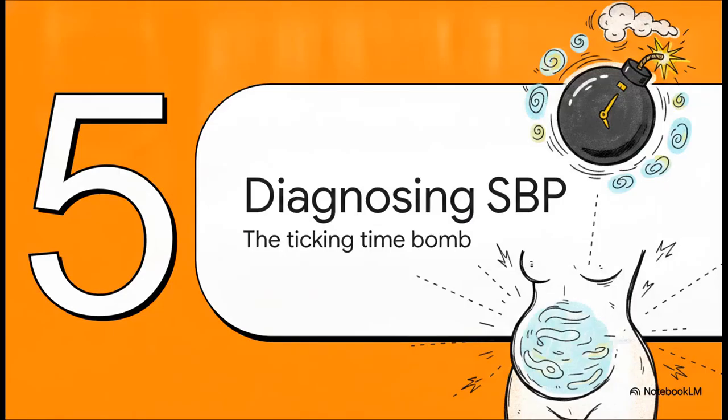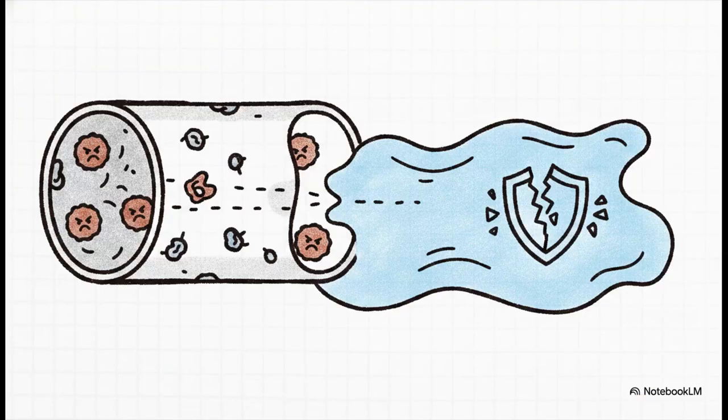Section 5. Diagnosing SBP before it kills. The ticking time bomb of ascites. Spontaneous bacterial peritonitis, or SBP, is the complication that demands your absolute highest index of suspicion, simply because it is incredibly dangerous and fast-moving. It happens through this stealthy mechanism called bacterial translocation. Gut bacteria literally cross an increasingly permeable, cirrhotic, altered intestinal wall directly into ascitic fluid, which has unfortunately lost much of its normal antibacterial defense capacity.